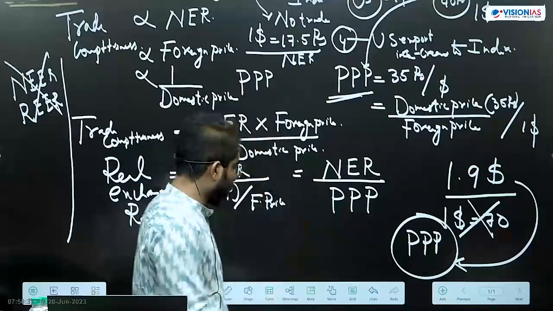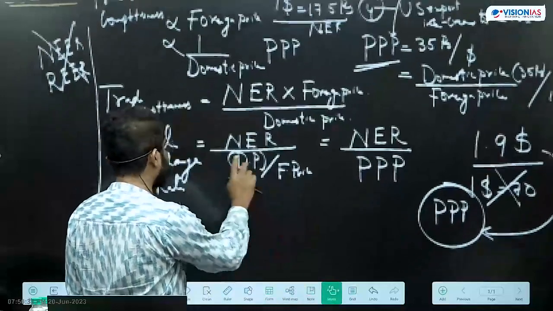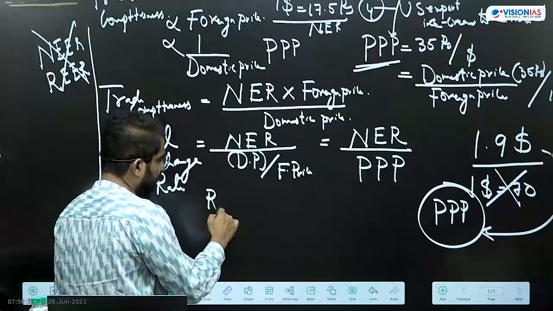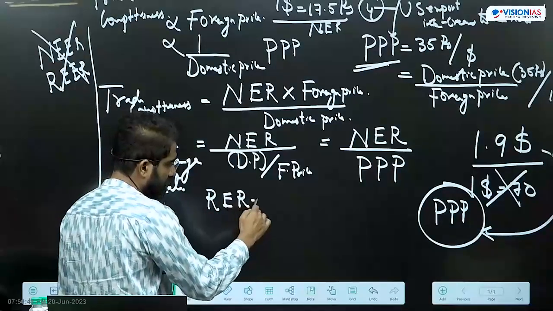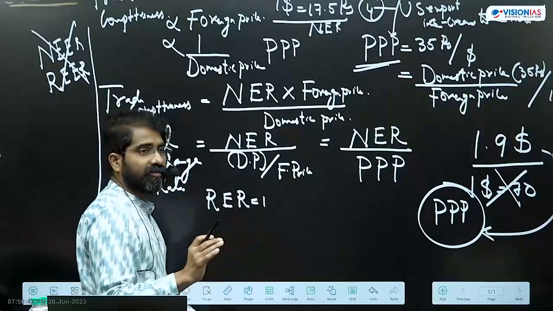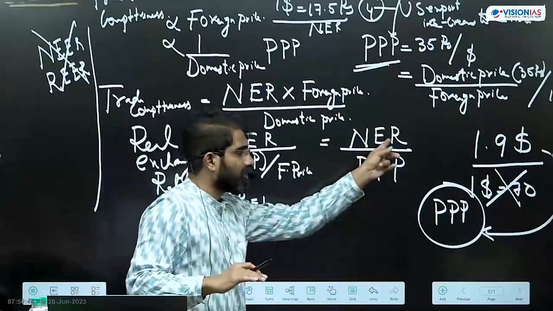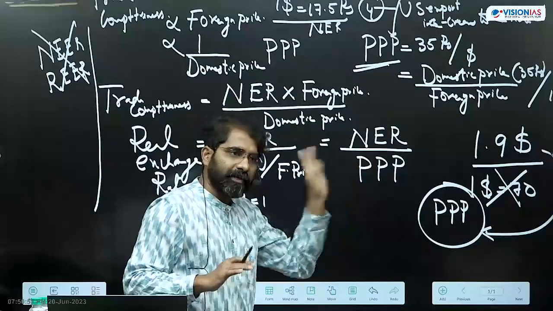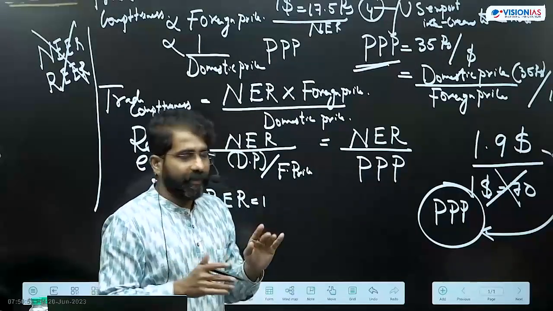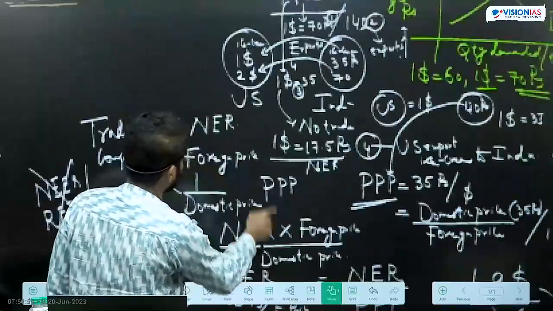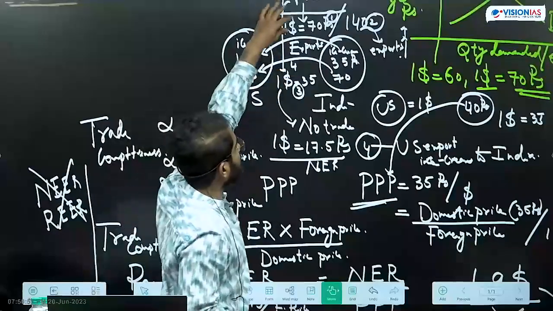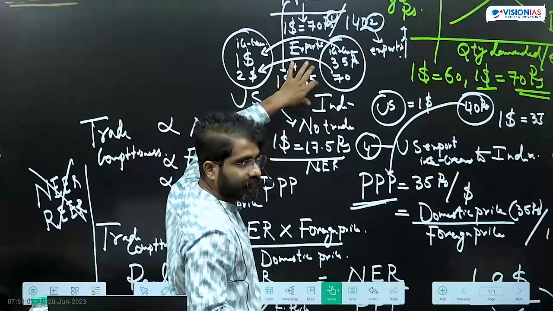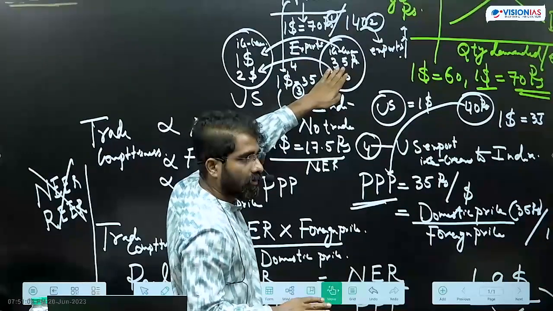Now I'll ask you one more question. In this example, we have arrived at the real exchange rate. Suppose this real exchange rate is equal to 1. What is the meaning of real exchange rate equal to 1? Nominal exchange rate is equal to PPP exchange rate. Go back to the example. That means $1 became 35 rupees. Nominal exchange rate became 35, and ice cream is also 35.